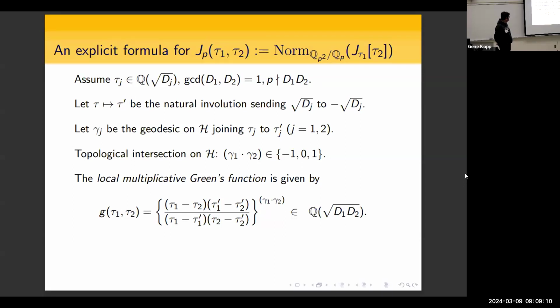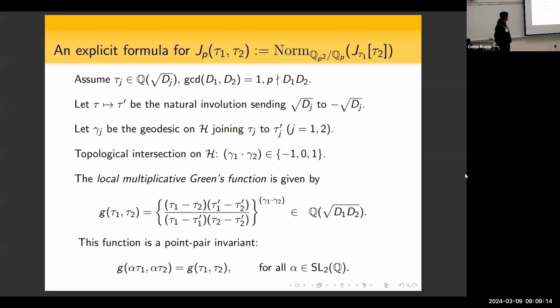Okay, so this belongs in this field a priori, but we're going to think of it really as a p-adic number. And from its definition, you see it involves a cross ratio and this topological intersection. You can see that this function is what you could call a point pair invariant. If I take tau1 and tau2 and I simultaneously translate them by any matrix in SL2Q, then I do not change the value. The cross ratio is invariant, and likewise, the topological intersection of the geodesics is not going to change.